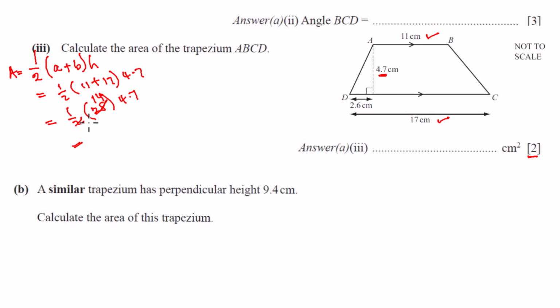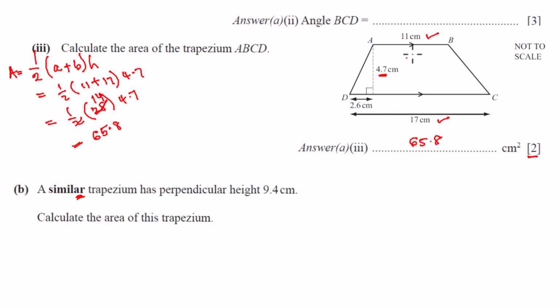That gives us 65.8. That's the area of this trapezium. Don't forget to write your final answer here. So you have 65.8 centimeters squared. That's the area of that trapezium. Now, going on to the next question, a similar trapezium has perpendicular height of 9.4 centimeters.